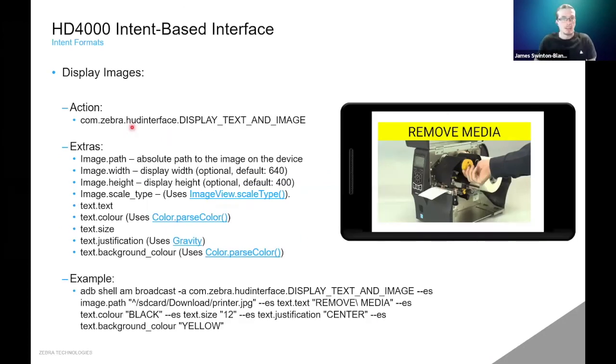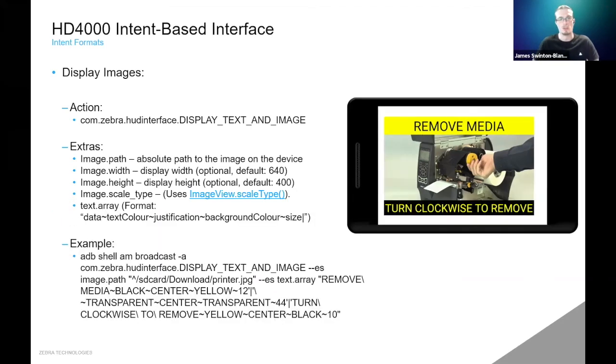The next intent that's supported is the display text and image intent. So if you wanted to combine displaying text and images all into a single intent, you can do that, and you would just pass through the extras as I've outlined in the previous slides, but you would combine those into one intent, and the action would be display text and image. So this API can be used to place an image in the background and then overlay some text on the top of that, and that's a single line of text.